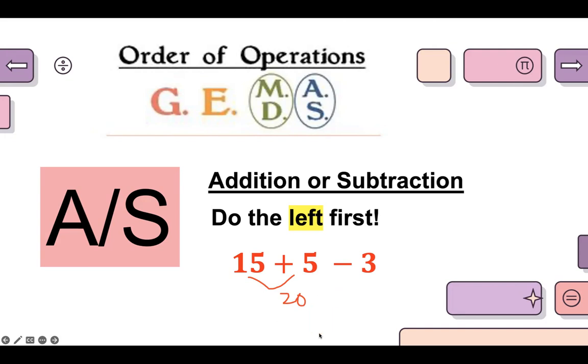Okay? So if the equation starts with subtraction, you start with subtraction. So this is 15 minus 5, 10. 10 plus 3, that is 13.